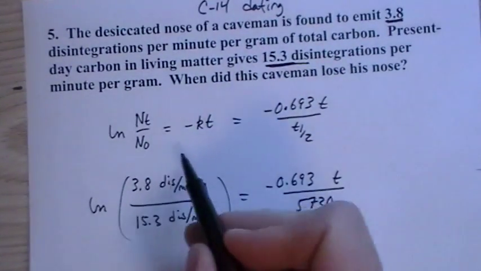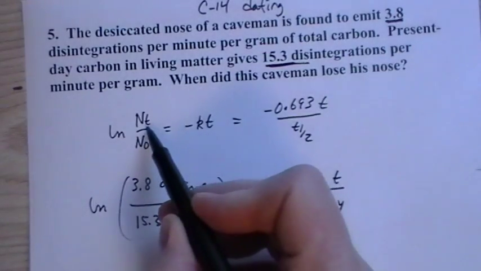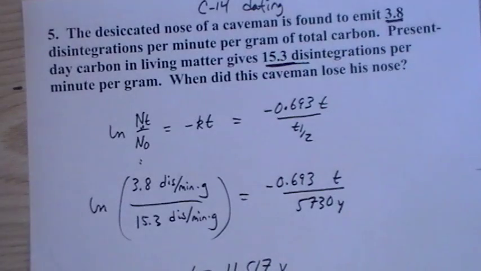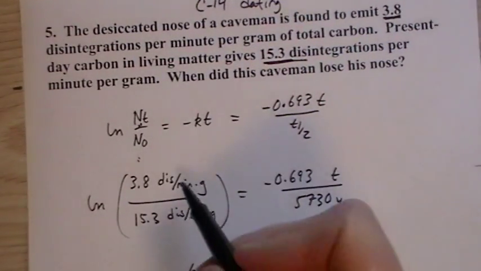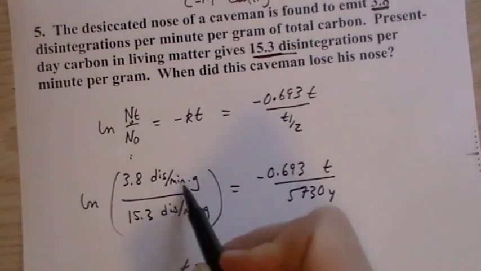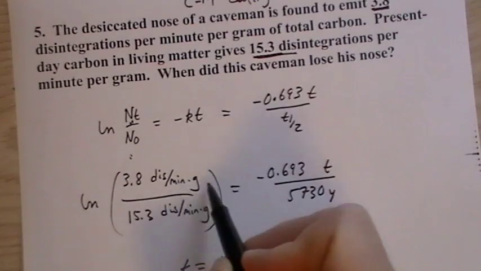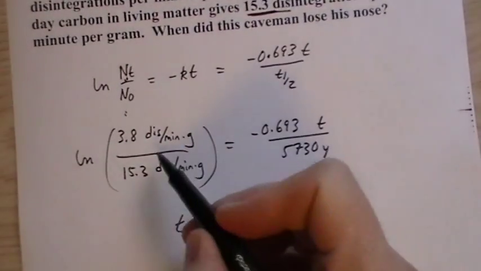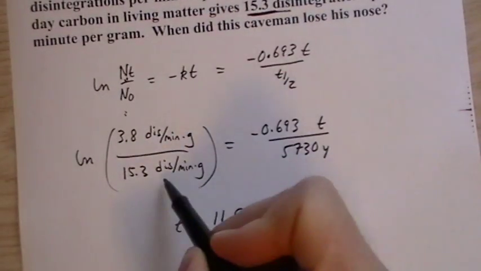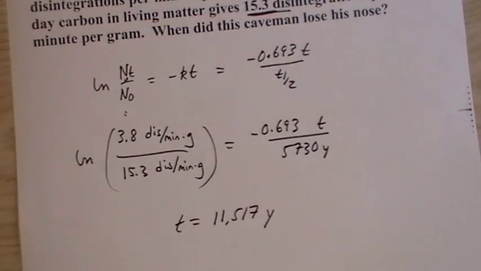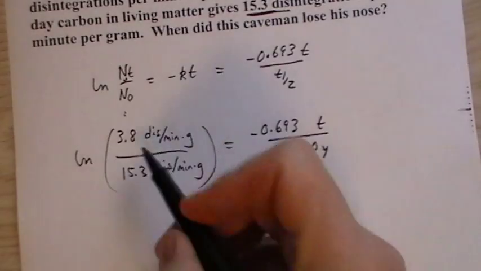So here's what we do. This is supposed to be nuclei. These are both supposed to be nuclei, but we can relate the amount of disintegrations, which is directly proportional to the number of nuclei. So we're using the wrong units here. This should be nuclei, but that's okay. We're using nuclear disintegrations per minute per gram. As long as there's a direct relationship between the disintegrations that we see per minute per gram and the actual number of nuclei, which there is, then we're all set.